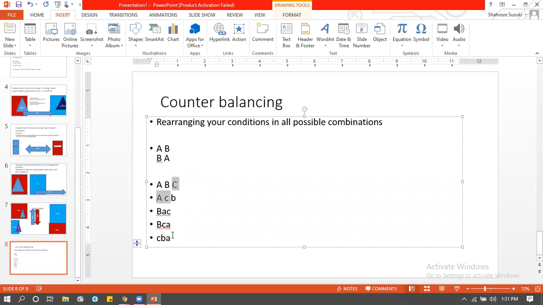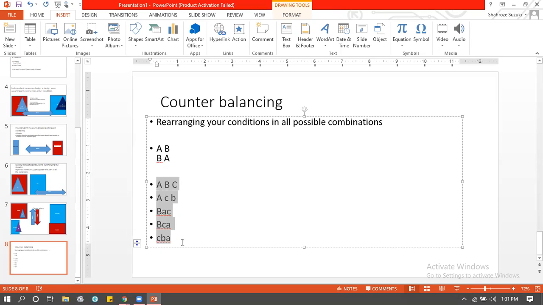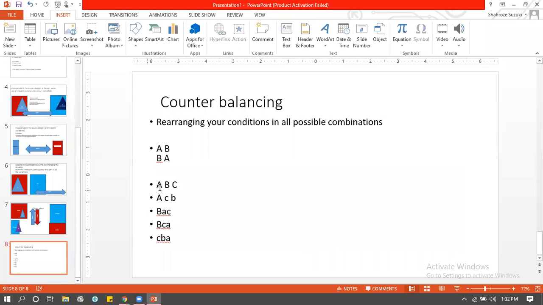So just by three conditions now, how many combinations do you have? I'm not sure if I'm missing any, but you will have to do counterbalancing, one, two, three, four, five, for five combinations. No, no, no. We're supposed to take all the conditions. You're taking two of them. We're supposed to write all the three-letter combinations instead of two, right?